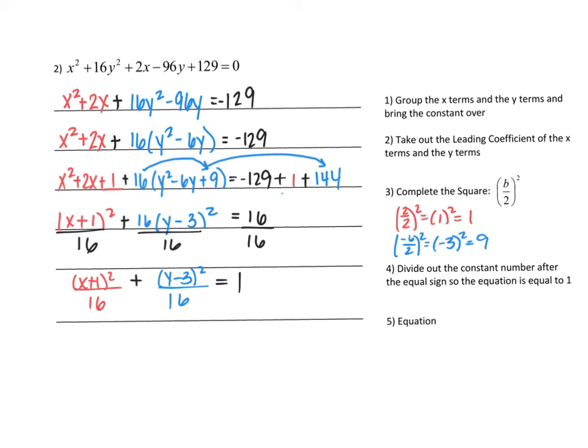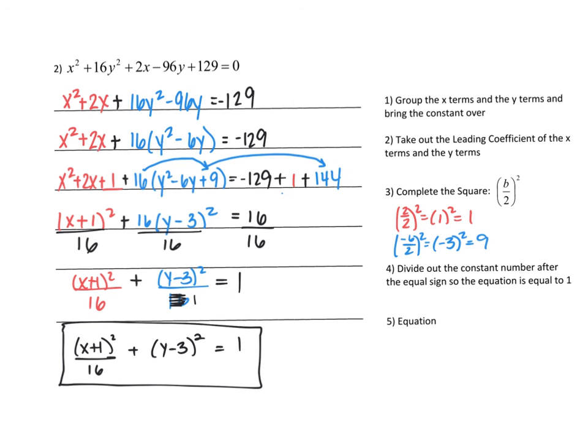A couple of things that you can figure out at the end is that the center is -1, +3, and that the A and the B values in this case are 16 and 1. I just noticed there's a mistake here. 16 divided by 16 is actually 1. So here, this denominator should be 1. If you want to write it nicer, it would be x plus 1 squared over 16 plus y minus 3 squared equals 1. And that actually would be your final answer for the ellipse.